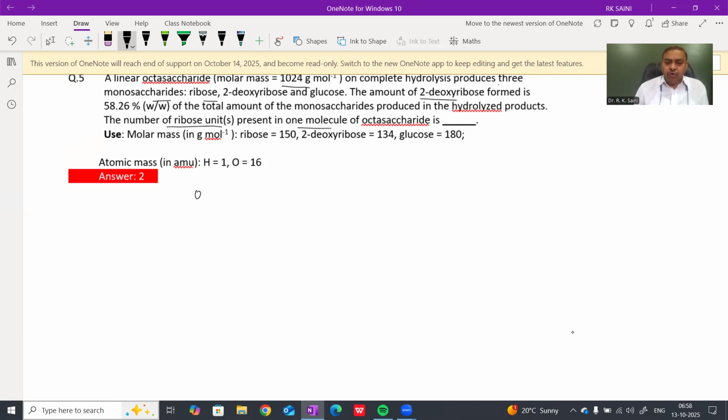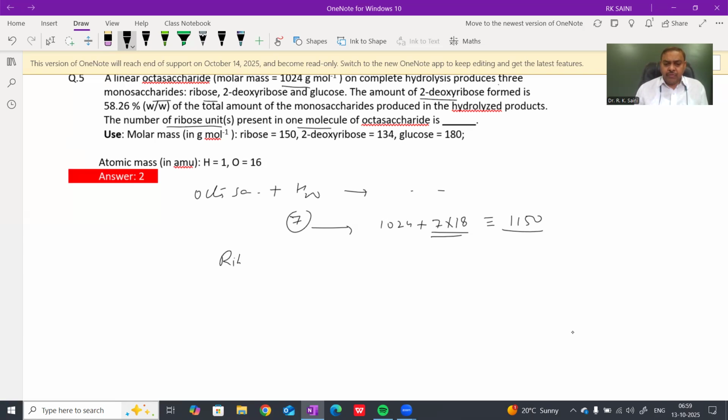First of all, octasaccharide means 8 units. On hydrolysis, it gives 8 units. Therefore, it requires 7 water molecules, and the total mass after hydrolysis is 1024 plus 7 into 18, because 7 water molecules are required. After complete hydrolysis, the total mass is 1150.